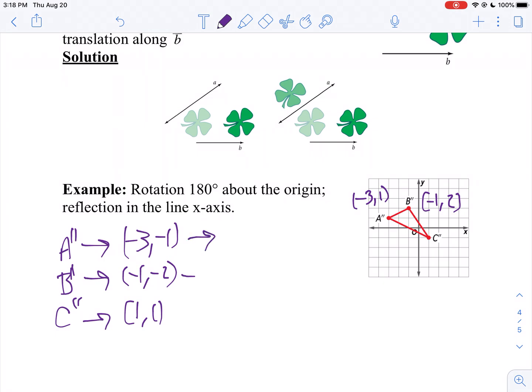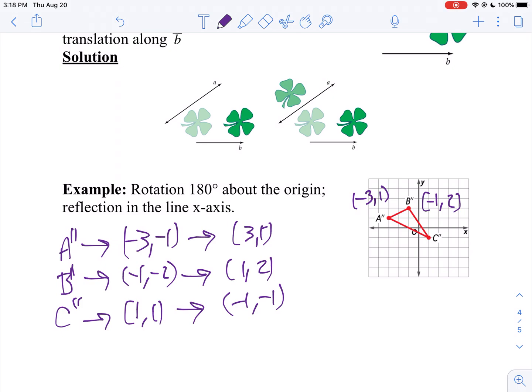Now I'm going to take each of those points and I'm going to do a 180 degree rotation. So that means my original one was at 3, 1, 1, 2, and -1, -1. And we can show that. Let's actually do the graphing.